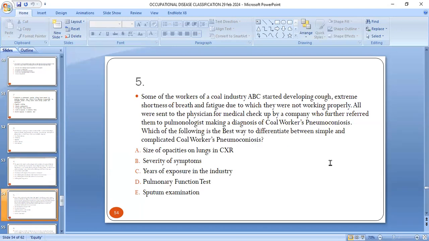Recently, some workers of a coal industry started developing cough, extreme shortness of breath, and fatigue, due to which they were not working properly. They were sent to a physician for a medical checkup by the company, who further referred them to a pulmonologist, making a diagnosis of coal worker pneumoconiosis. Which of the following is the best way to differentiate between simple and complicated coal worker pneumoconiosis? Is it the size of nodules on the lungs in chest X-ray, years of work in the coal industry, pulmonary function tests, or sputum examination? Yes, it is differentiated by the size of the nodules.